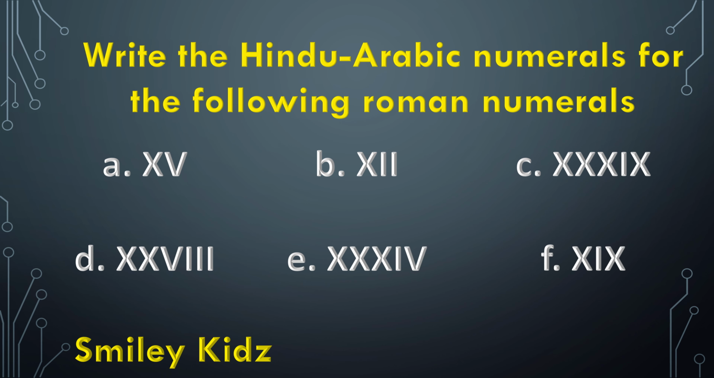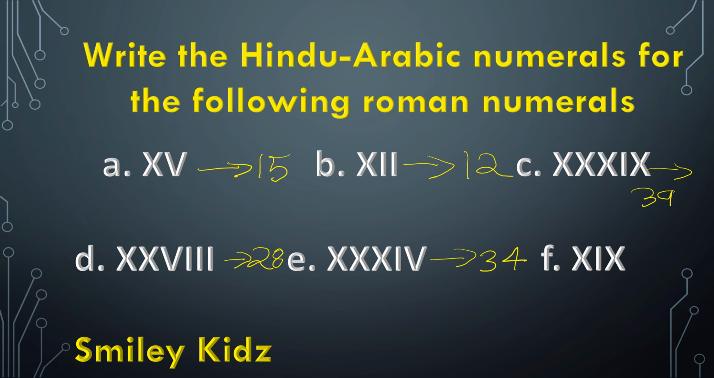Write the Hindu-Arabic numerals for the following Roman numerals. We can write XV as 15. We can write XII as 12. We can write XXXIX as 39. We can write XXVIII as 28. We can write XXXIV as 34. We can write XIX as 19.